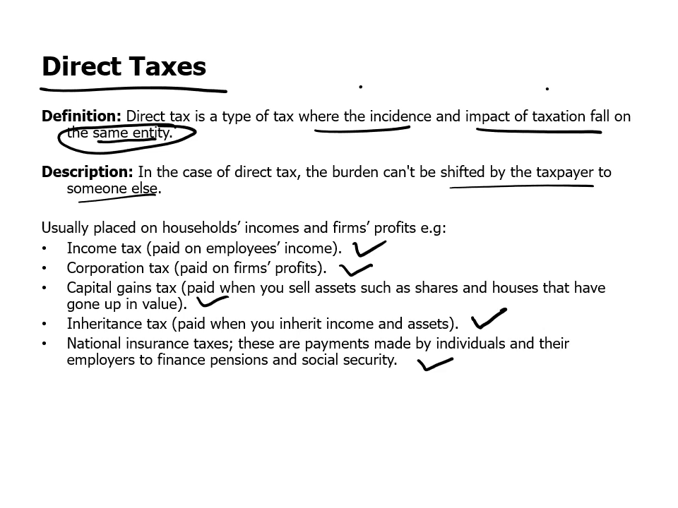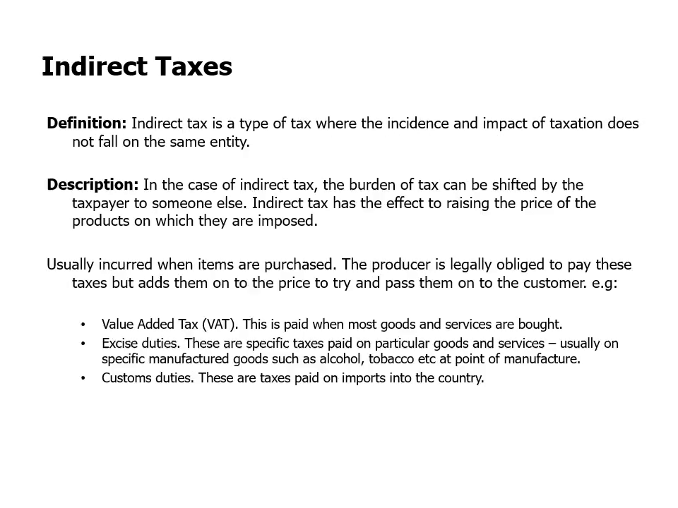So what happens with your indirect taxes is, if you tax someone, this person could make someone else pay it by, say, increasing the price of the commodity when they sell that on. So the incidence falls on someone, but the tax impact actually falls on someone else. And let's see an example of this. So let's take a look at indirect taxes.